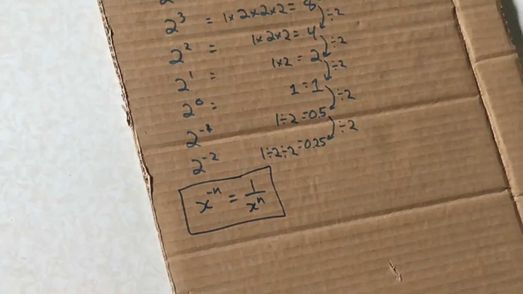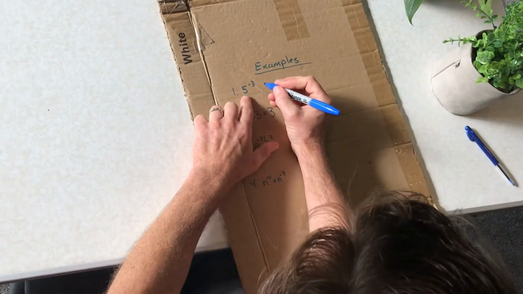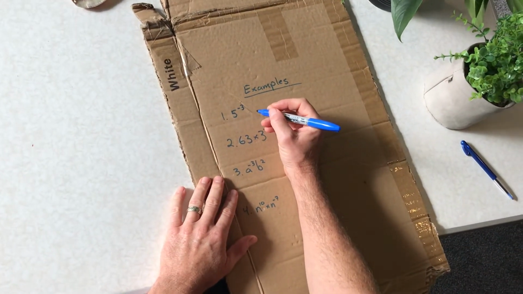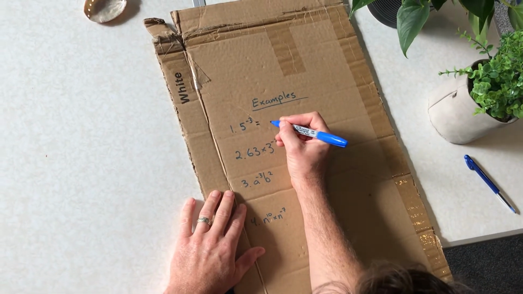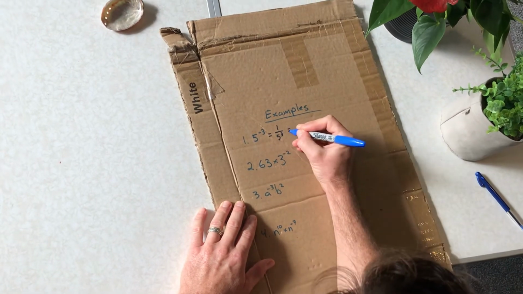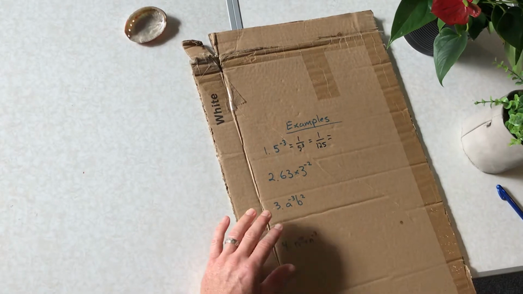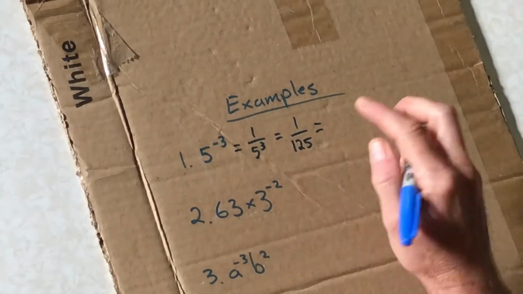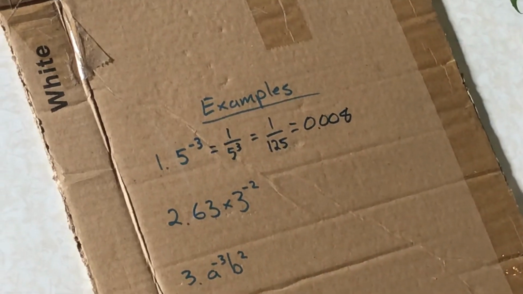Okay, and then if I look at some examples here, what's 5 to the power of negative 3? Well, that's going to be 1 divided by 5 divided by 5 divided by 5. Or just 1 divided by 5 cubed. And that gives me 1 divided by 125. And I could leave it like that if I want to. But I think as a decimal it's 0.008, I think.